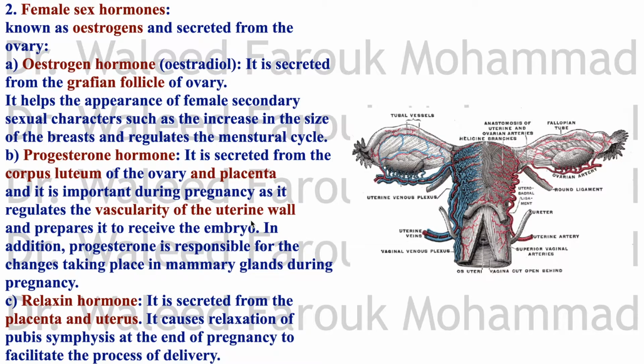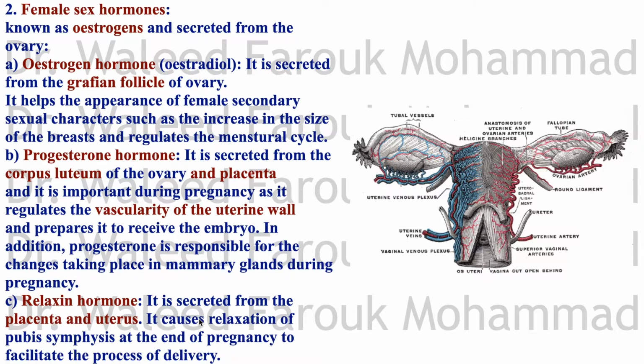قاعد بينمو جوه الرحم. Okay, and also progesterone responsible for the changes taking place in mammary glands during pregnancy. مسؤول عن التغيرات اللي بتحصل في الأثداء في الغدد الثديية خلال فترة الحمل. في هرمون تاني اسمه ريلاكسين هرمون، ده secreted من البلاسينتا and uterus.